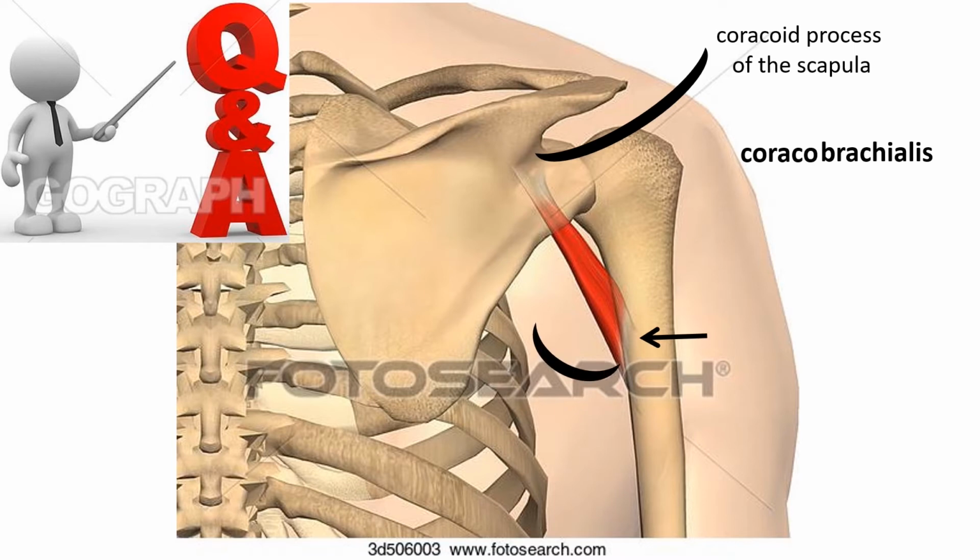And what does it do? One of its actions is it adducts the arm.